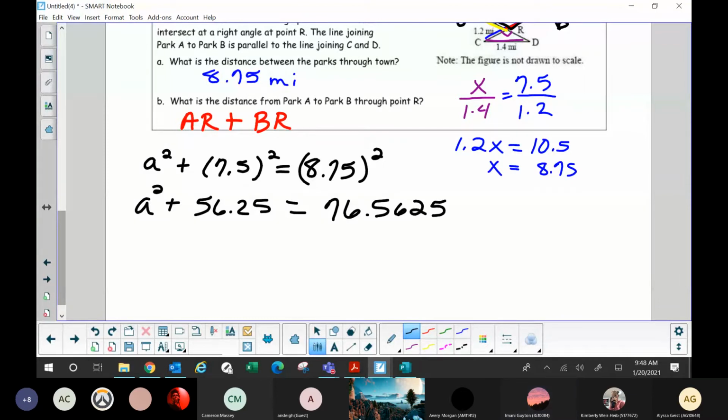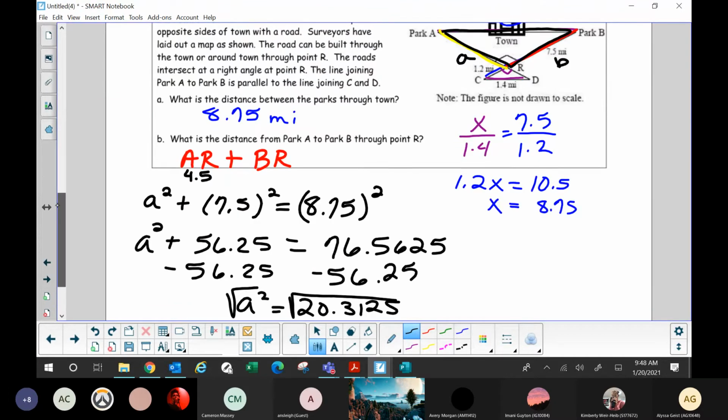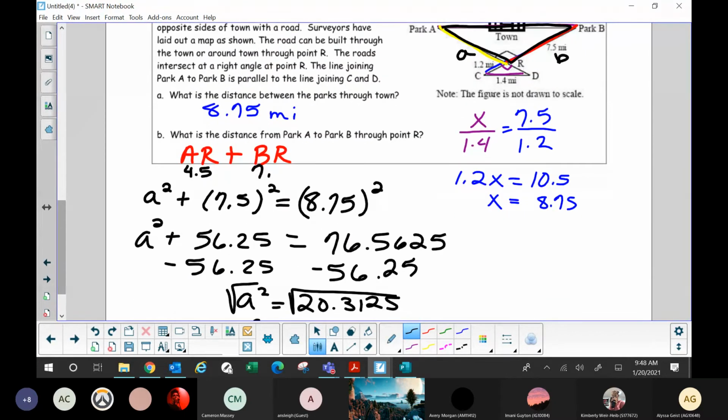Okay, so then we're going to subtract that. You end up getting A squared is something like 20.3125, something like that. And then you take the square root of both sides. You get A is around 4.5. So that tells you this distance is 4.5. And you know that BR is 7.5. So when you add those two together, you get 12 miles.